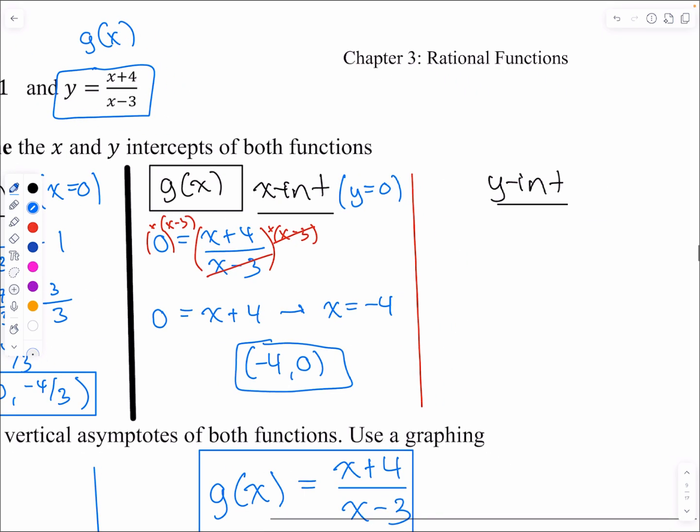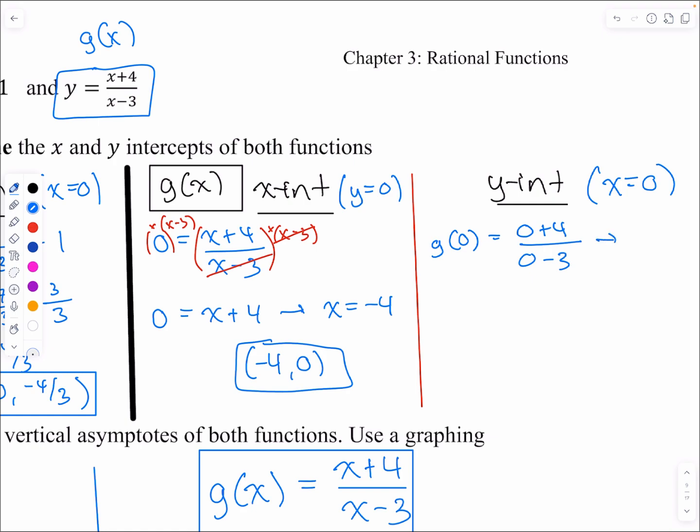And then finally we'll do the y-intercept here, and that's going to be when x is equal to 0. So when x is equal to 0, remember we called this g of x. We're going to evaluate g when x is equal to 0. So that's going to be 0 plus 4 over 0 minus 3. And that's going to be negative 4 thirds. So when x is equal to 0, y is equal to negative 4 thirds.